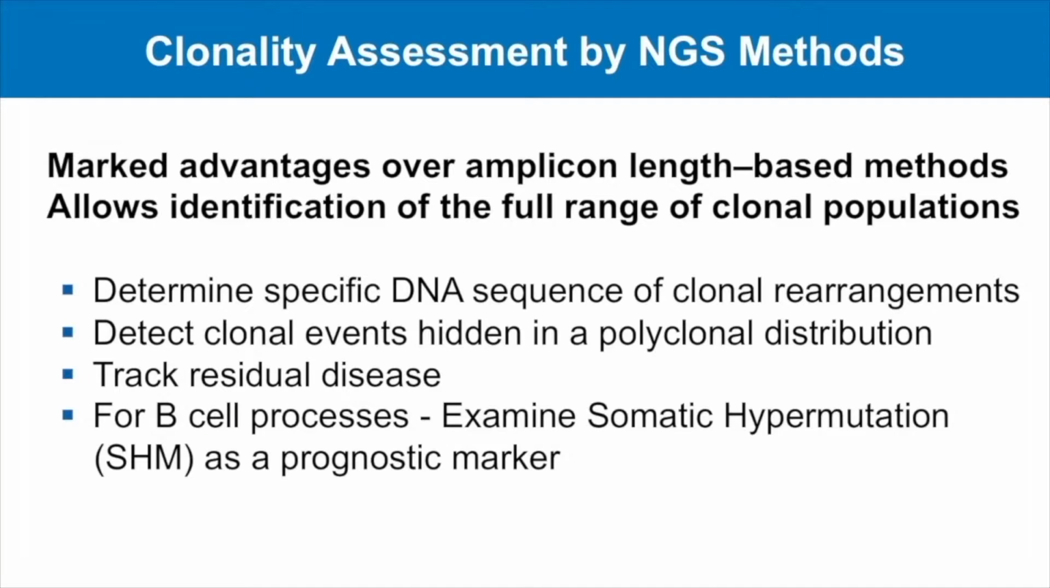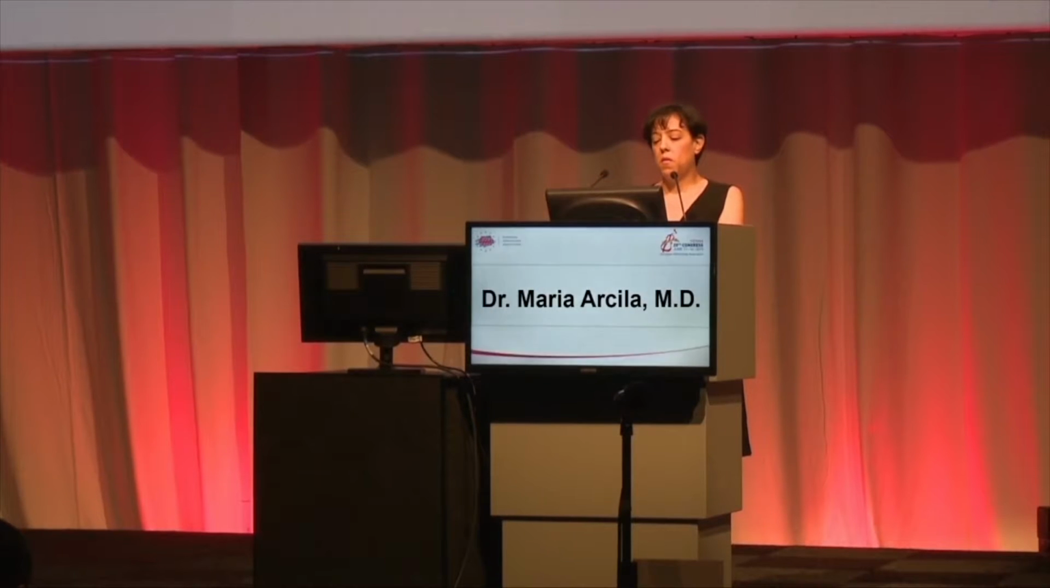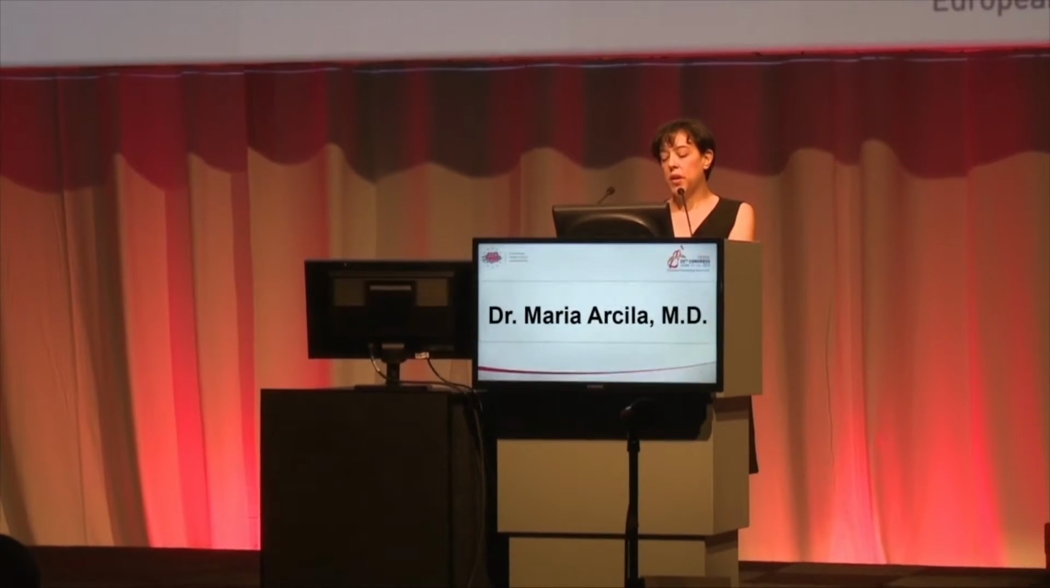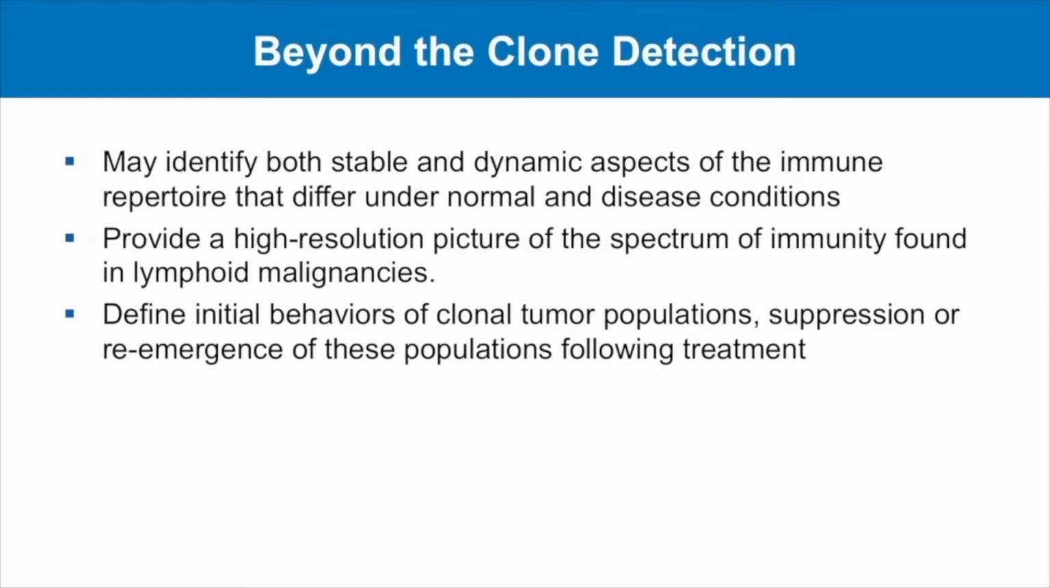Now, clonality assessment by NGS methods provides marked advantages over amplicon-based methods because it allows the identification of a full range of clonal populations. It allows you to determine specific DNA sequences of clonal rearrangements. You can also detect clonal events that may be hidden in this polyclonal background. And you can track residual disease. Also, for B-cell malignancies, you can also examine somatic hypermutation at the same time, which is a prognostic marker for diseases like CLL, and we are starting to see it in hairy cell leukemias as well.